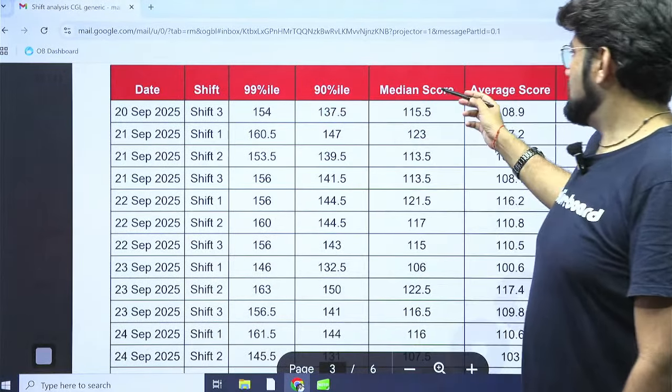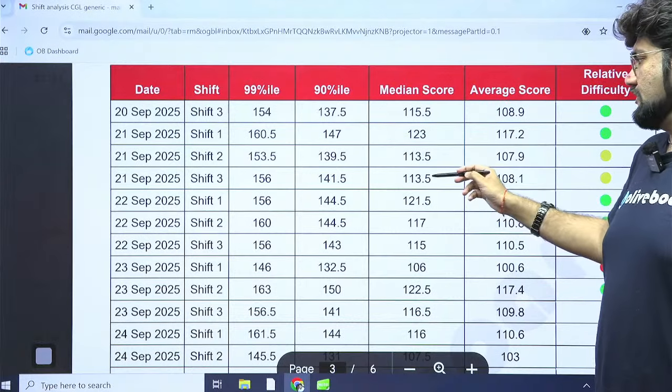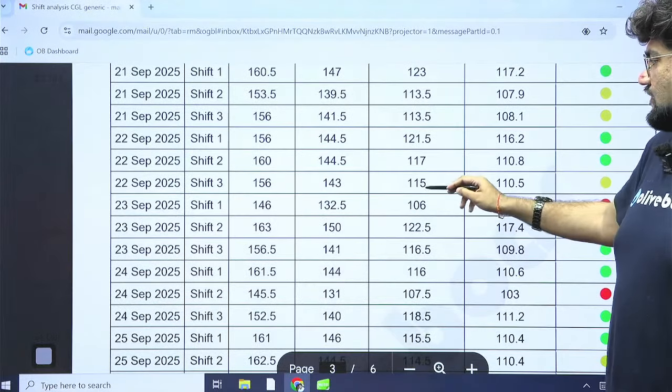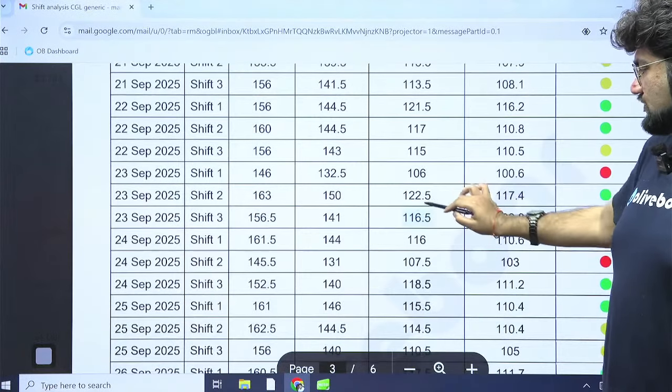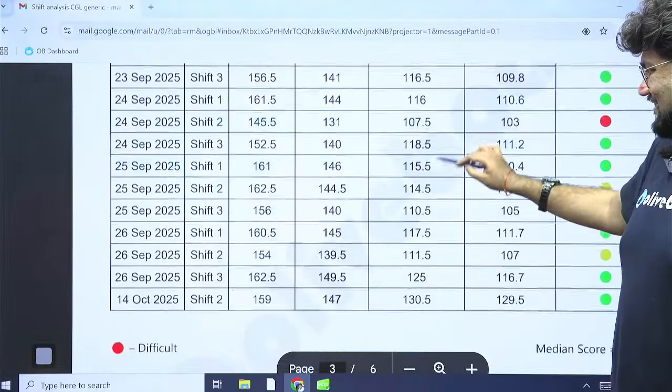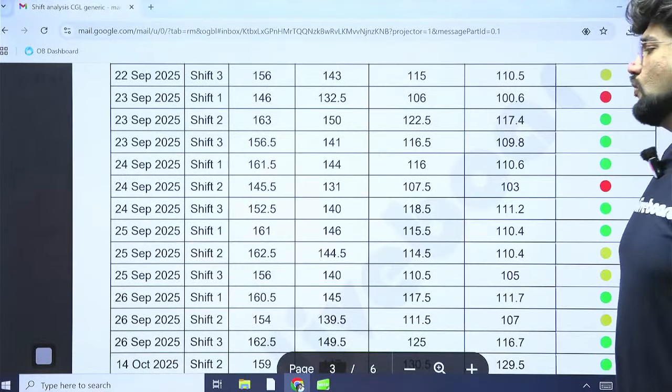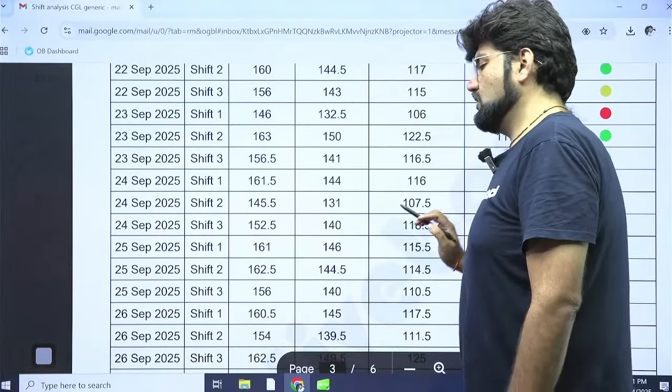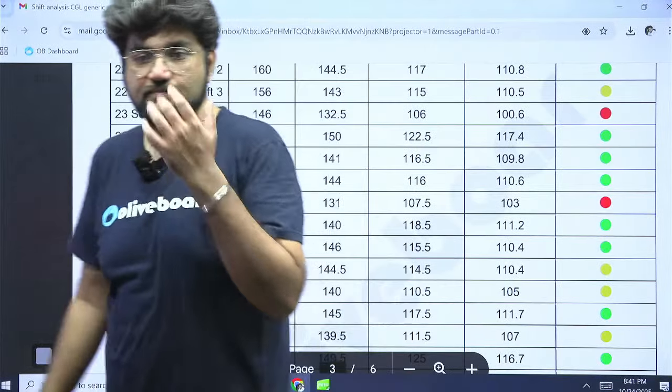Again, you can see the median scores 115, 123, 113, 113, 121, 117, 115, 122. So far, this is the highest right now. 118, 100. Okay, right. Now, we'll talk about the shift which is the most anticipated among students.